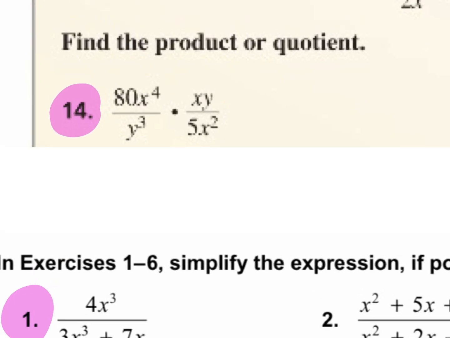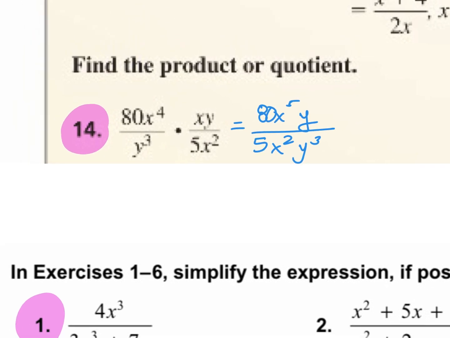Simplify. How do you simplify? There's a million ways you could do this. What did I do? I just said, okay, I'm going to multiply the numerator. So I have 80. How many x's do I have? X to the 5th, y, over 5x squared y to the 3rd. You guys agree? Yes or no? All right, so let's simplify here.